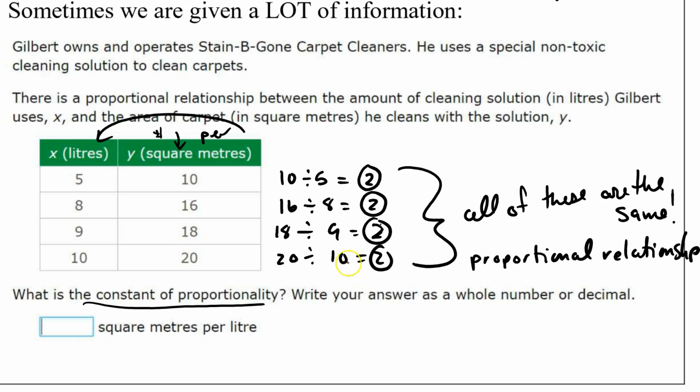So if they're all the same, if they're all 2s, or if they're all 4s, or they're all 0.75s for some crazy reason, you know that it's proportional. So that means that for every 2 square meters, you have to use 1 liter. So 2 square meters per liter. That's what the cleaning is.